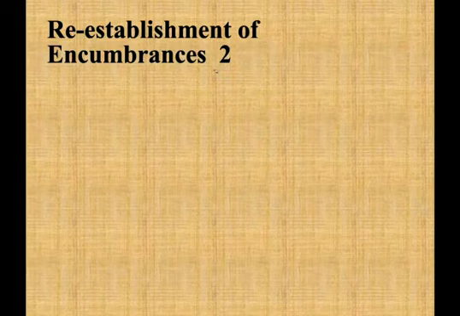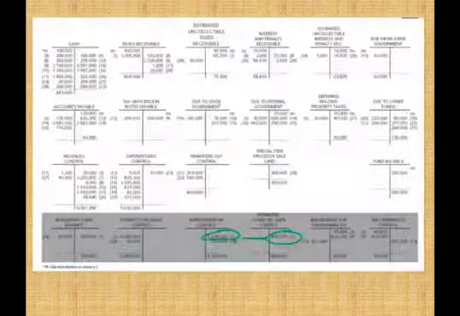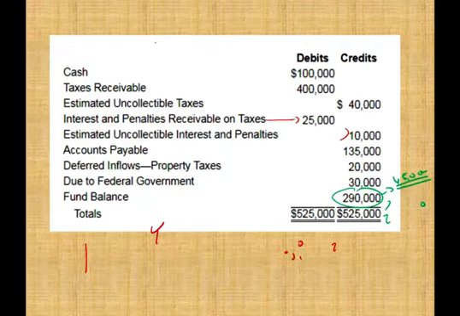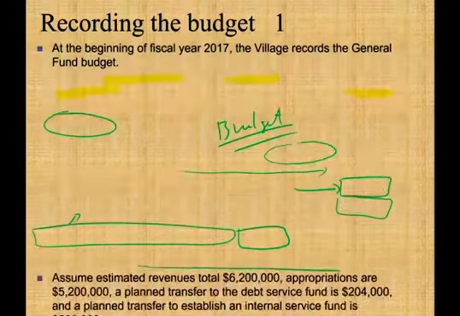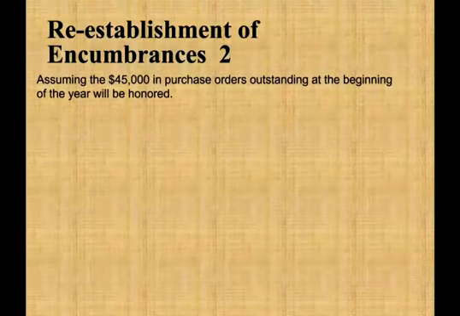And entry number 2 is to reestablish the encumbrance. Remember, if you look at the trial balance, I told you that of the 290,000, 45 was reserved for encumbrance. And in this government, they do honor their encumbrances. Therefore, once the year starts, they reestablish the encumbrance. So here's what's going to happen. We're going to reestablish the encumbrance.